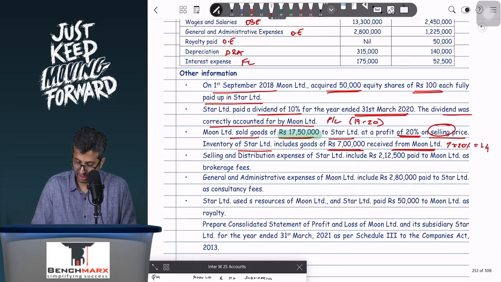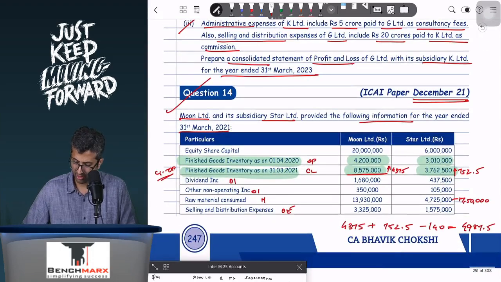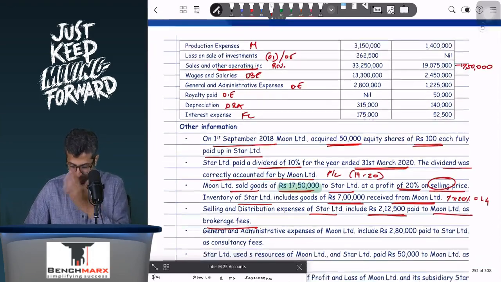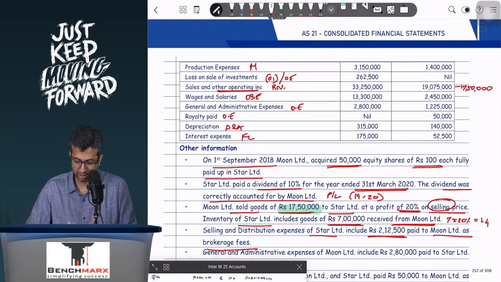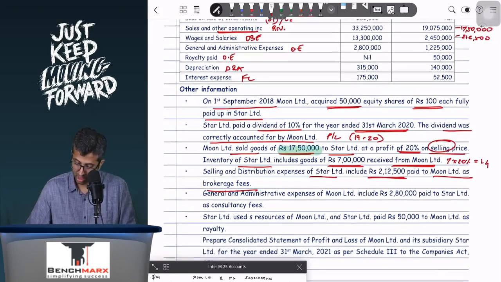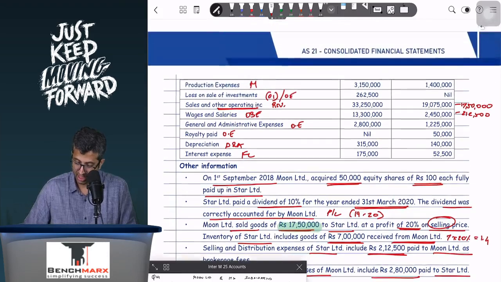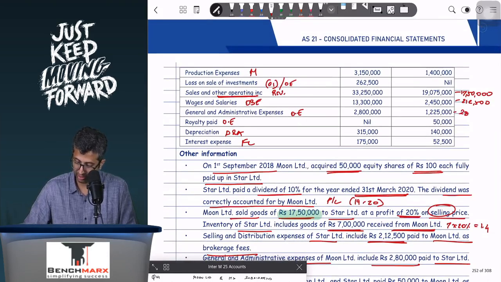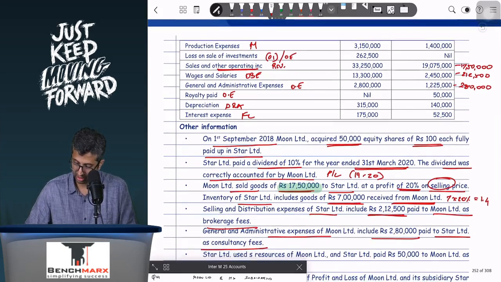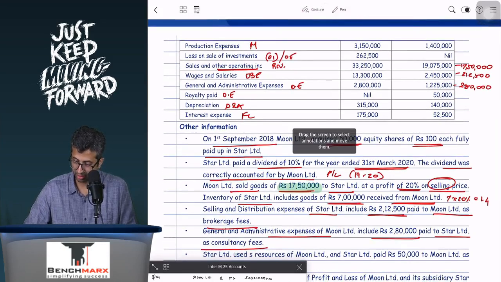Okay. Selling and distribution expense of Star include 2,12,500 paid to Moon as brokerage fees. So this will be selling and distribution, you will subtract minus 2,12,500. Further, the second effect will go where? Well, we'll assume that this is included within operating income. Institute has assumed that. So this is less 2,12,500 from here. Similarly, general and admin expenses include 2,80,000 paid to Star as consultancy fees. So within general and admin, you will subtract 2,80,000 and that will also be subtracted from here.